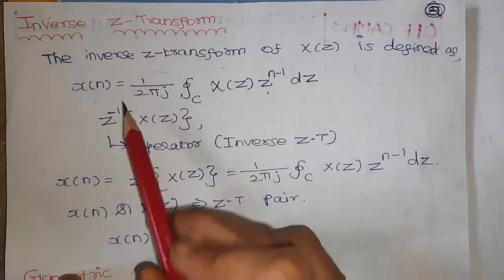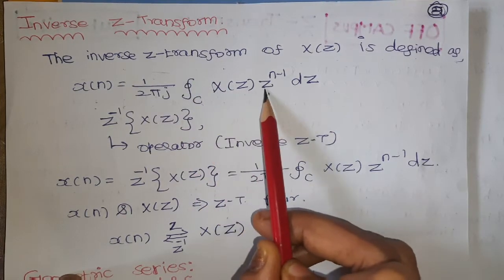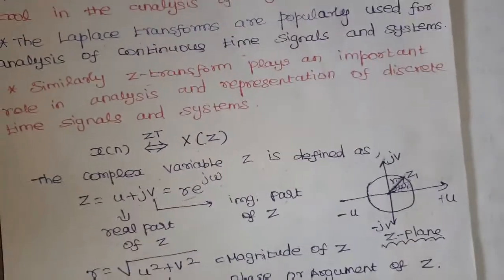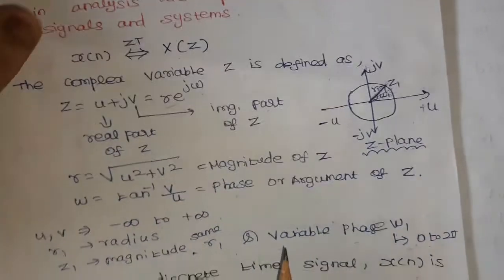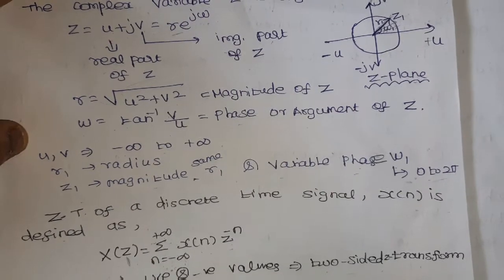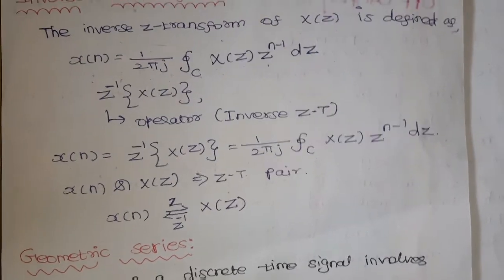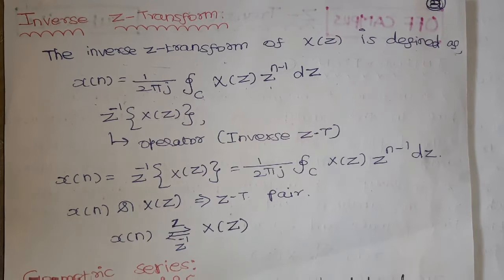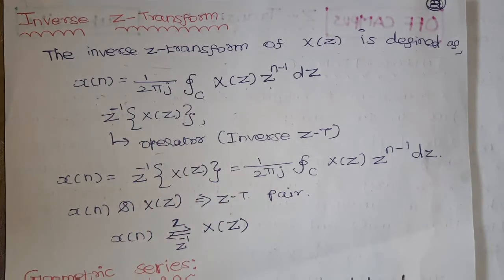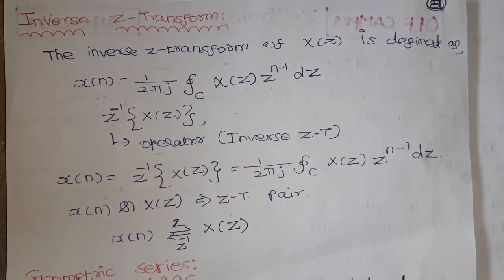x of n is equal to 1 by 2 pi j closed integral X of Z into Z power n minus 1 into dz. What is Z here? Z is a Z transform operator here. Z inverse of X of Z will give x of n. Z inverse is the inverse Z transform operator, and Z inverse can be called the inverse Z transform operator.